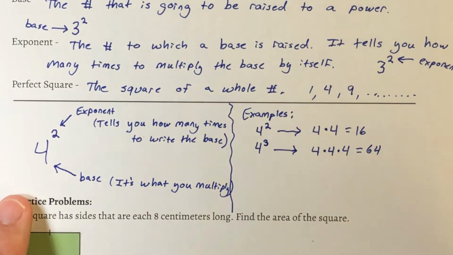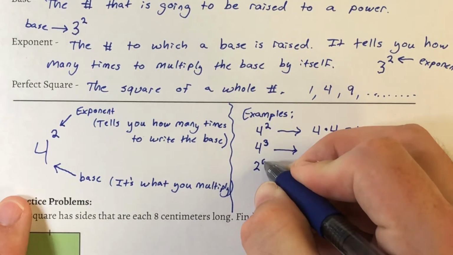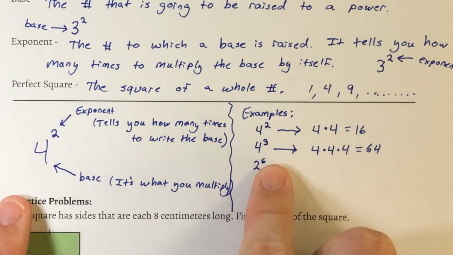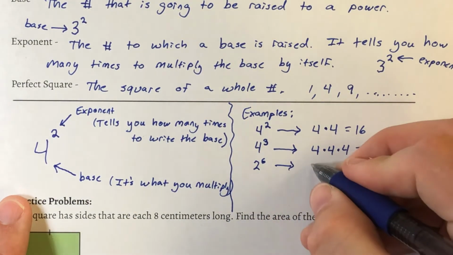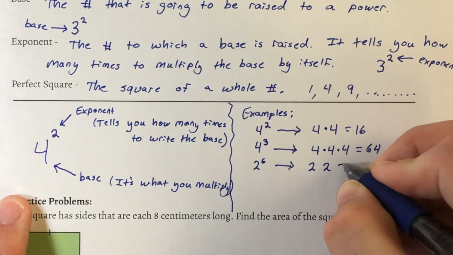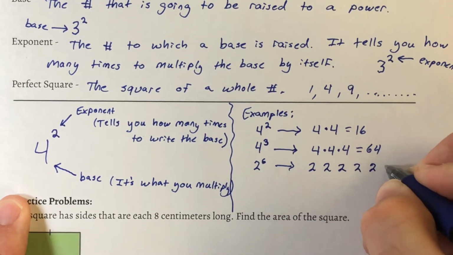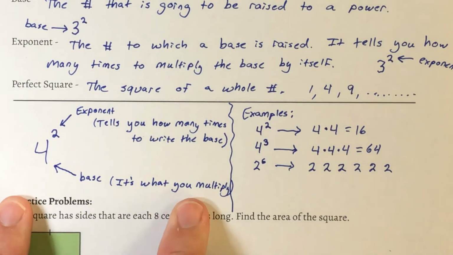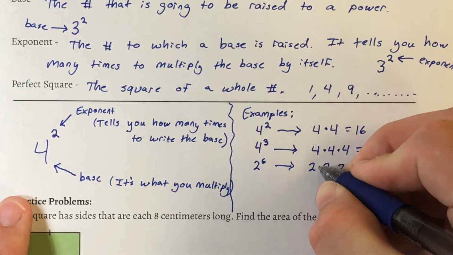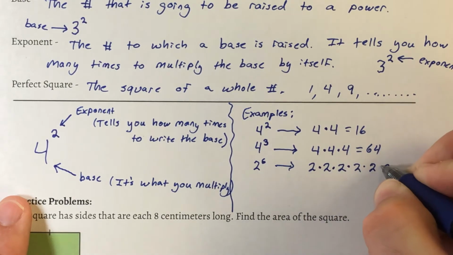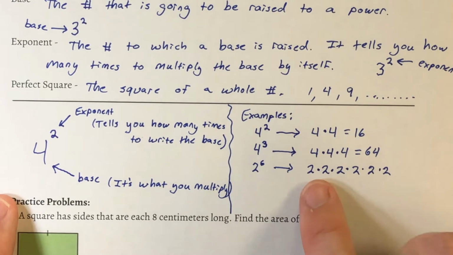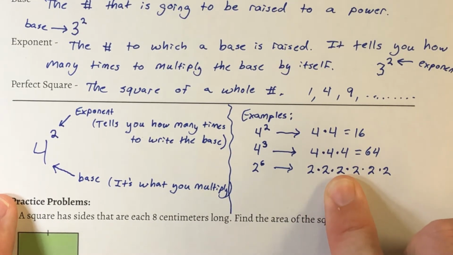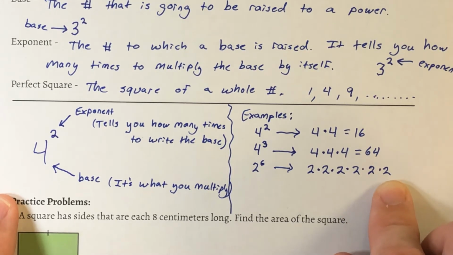Our next example of exponents, 2 to the power of 6. Our exponent tells you how many times to write the base. So we're going to write 2 6 times, 2, 2, 2, 2, 2, and 2. And again, the base, that's what you're going to be multiplying. So we're going to be multiplying 2 times 2 times 2 times 2 times 2. Not sure if I said 6 of them, but there should be. So 2 times 2 is 4, 4 times 2 is 8, 8 times 2 is 16, 16 times 2 is 32, 32 times 2 is 64.